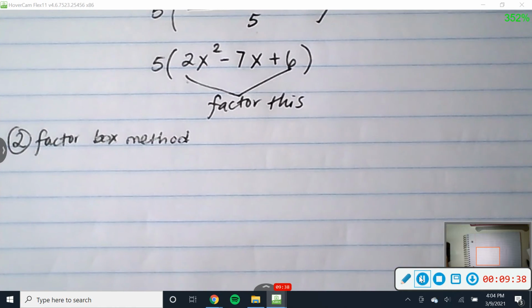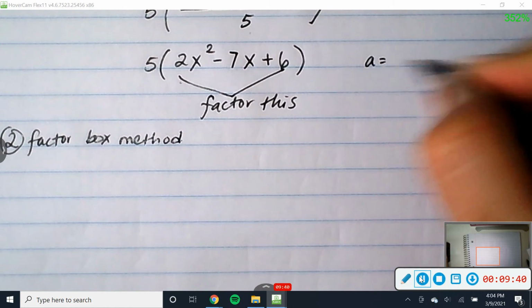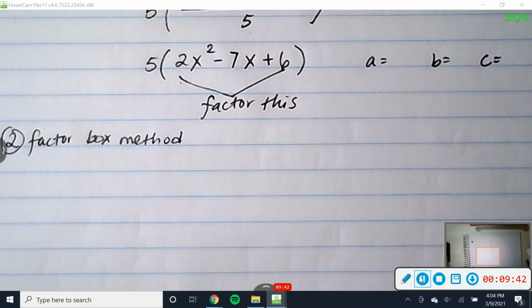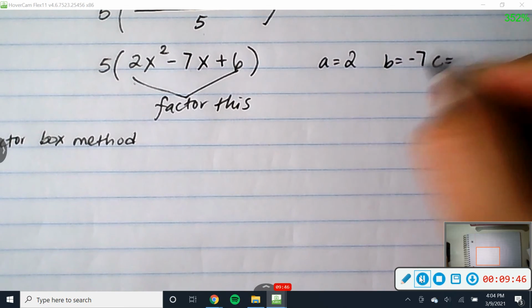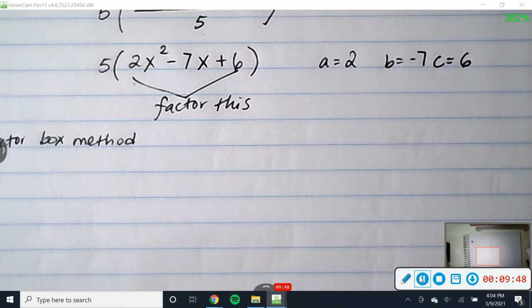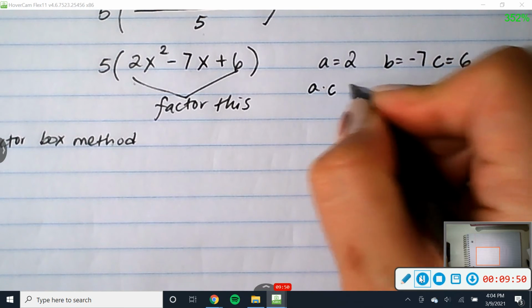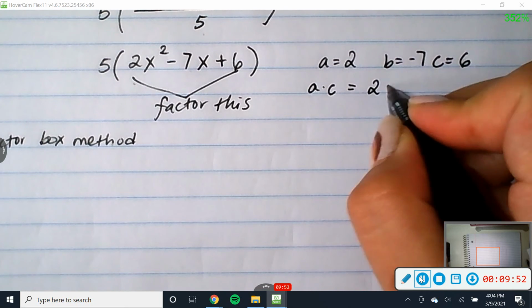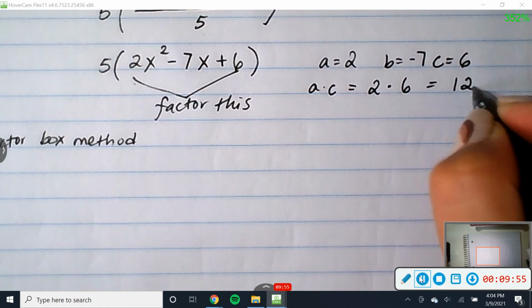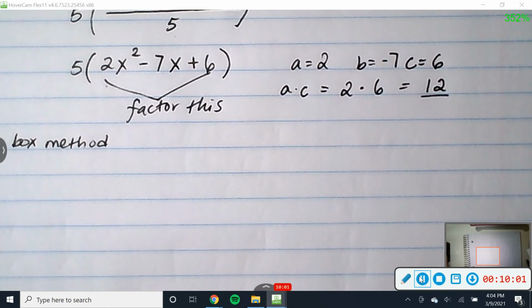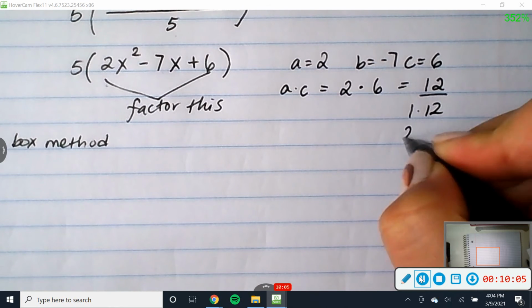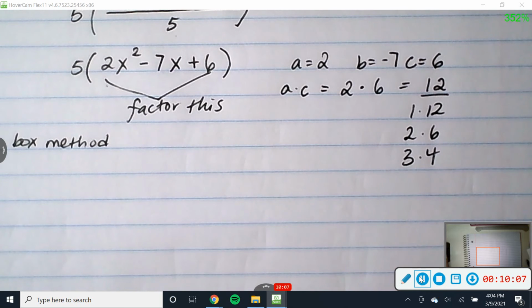So first thing I'm going to do is list out my a, b, and c value. A is positive 2, b is negative 7, and c is positive 6. Next, multiply a times c, so 2 times 6 and we have 12. We list out all of our factors for 12. So starting with 1, we could do 1 times 12, 2 times 6, and 3 times 4.